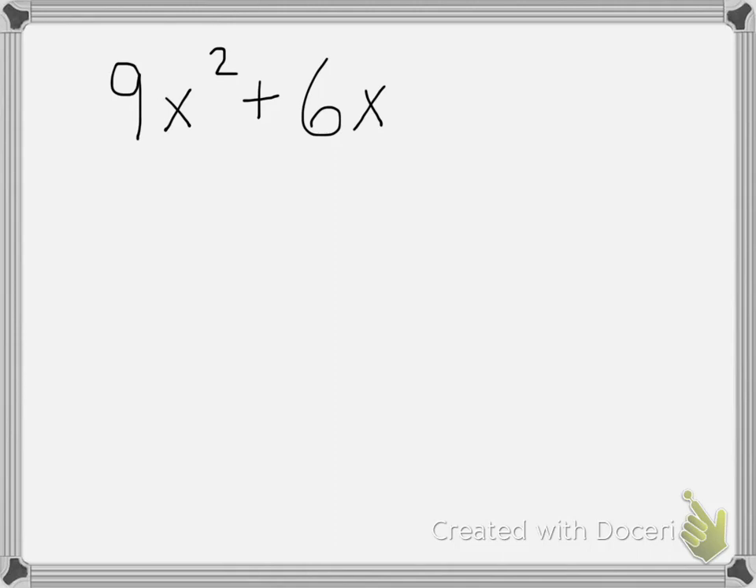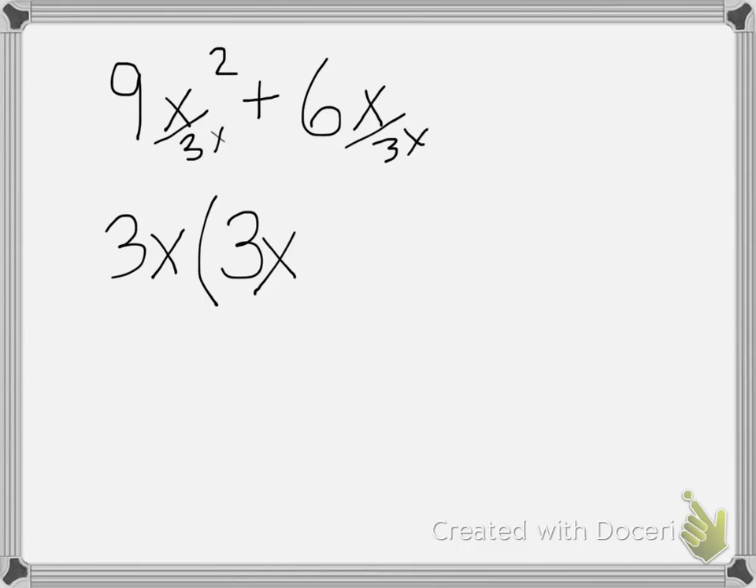So common factor is 3x. I divide this one by 3x, and I get 3x, because x squared divided by x leaves an x. And if I divide this one by 3x, I get a 2.